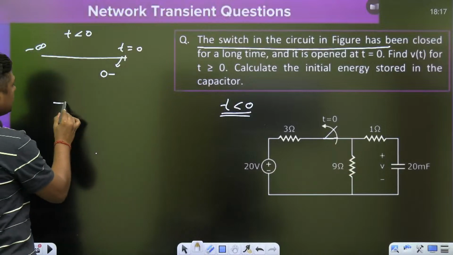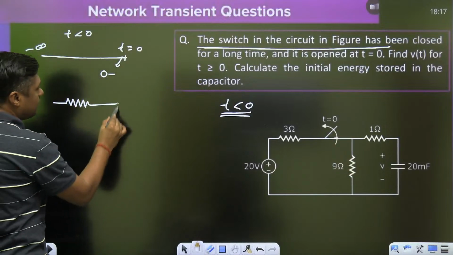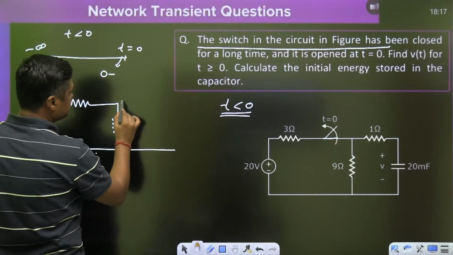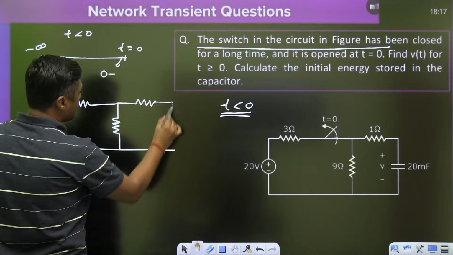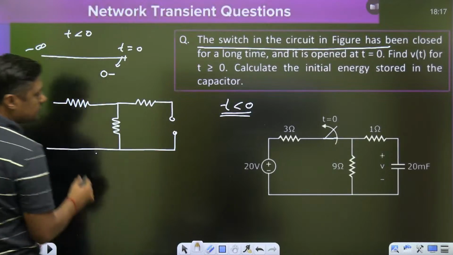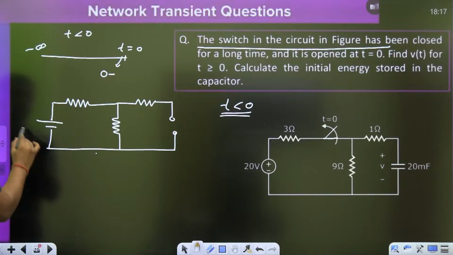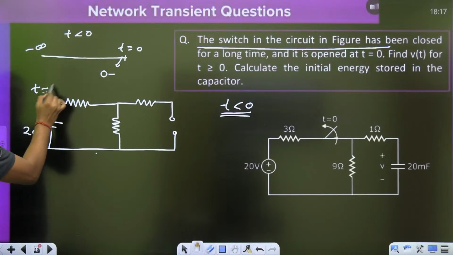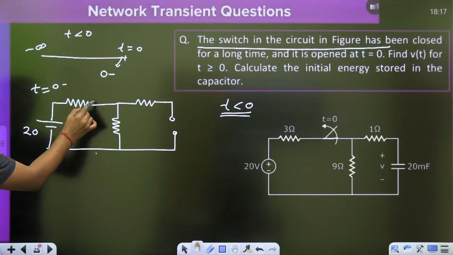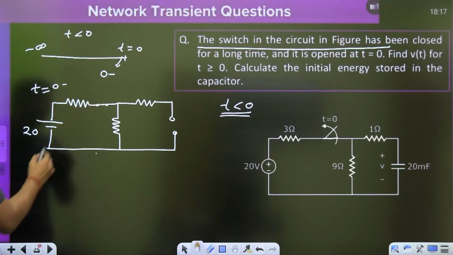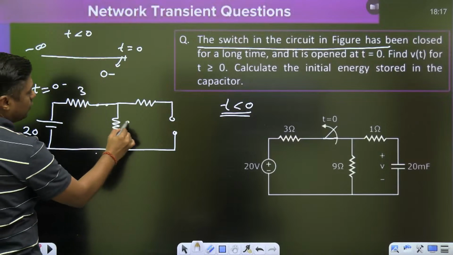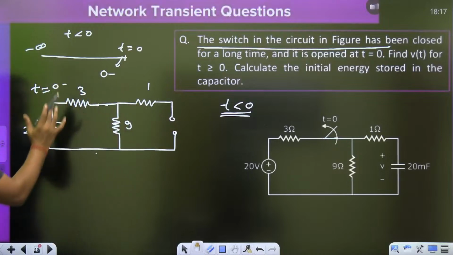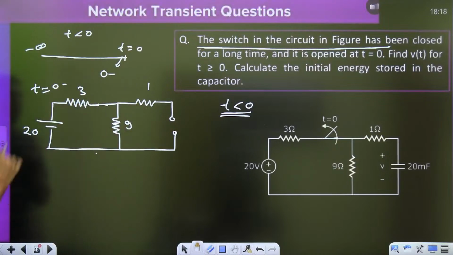When the capacitor acts as an open circuit, everyone tell me what is the voltage across the capacitor before switching. This is the open circuit. This is the 20 volt, and that is the position exactly at t equal to 0 negative, after the switch was closed for a long time. Now this is 3 ohm, this is 9 ohm, this is 1 ohm, and this capacitor will act as an open circuit for 0 negative. The circuit is in steady state with the switch closed.